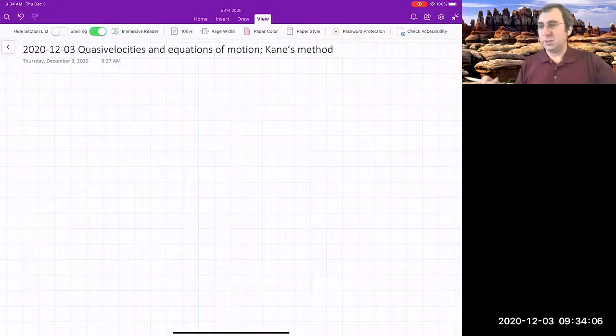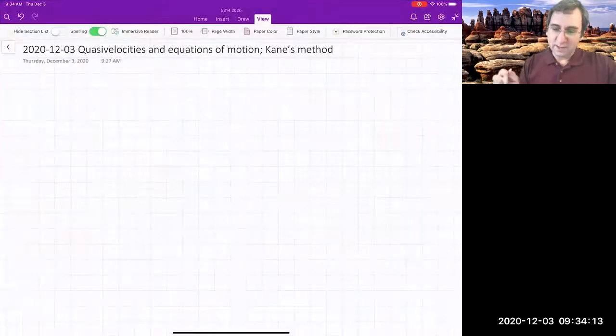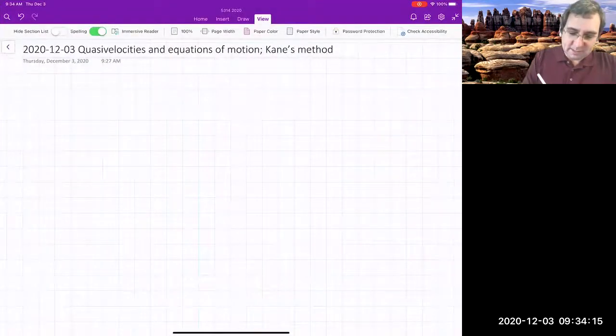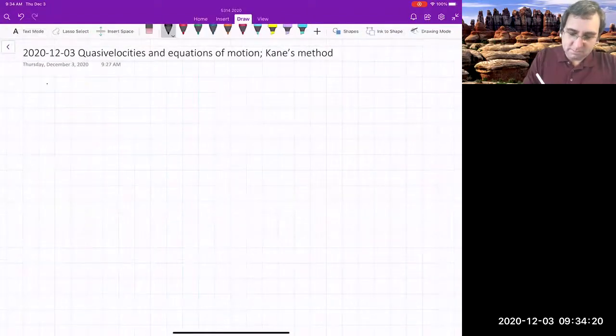But anytime you have a system with constraints, let me give the usual way, using Lagrange multipliers. And why do we use Lagrange multipliers? Anytime we have constraints.